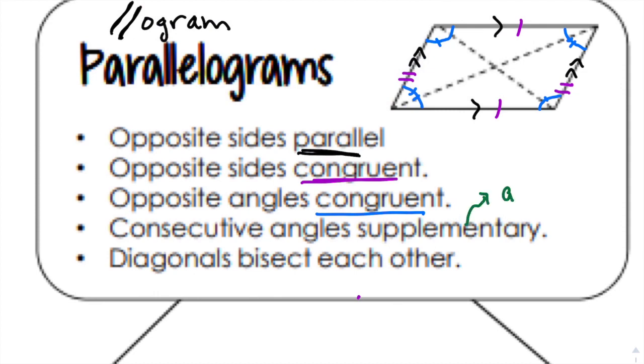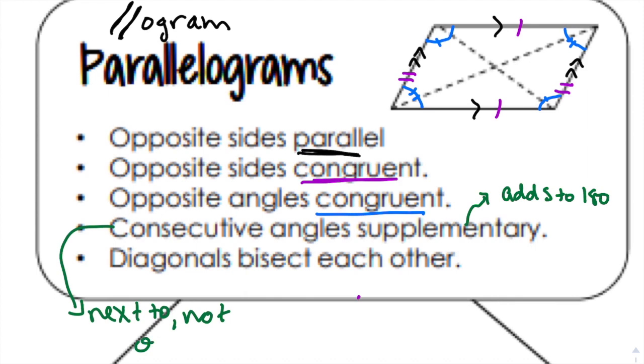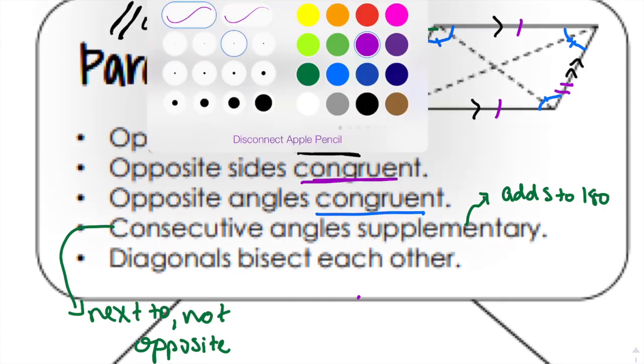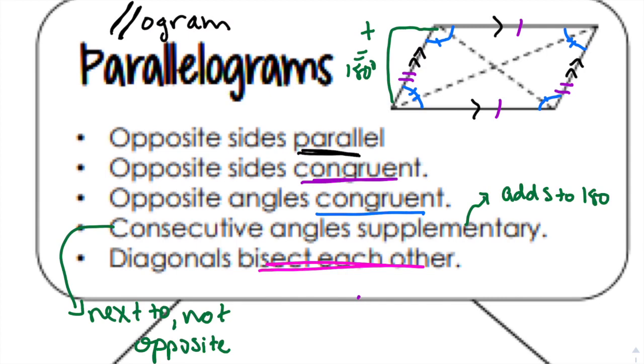Remember that supplementary adds to 180. And consecutive is going to be like next to, not opposite. So for example, this angle plus that angle has to equal 180 degrees. And then our diagonals, we'll get into that more by the way, but our diagonals bisect each other. So bisect, I want you to think of split into two equal parts.